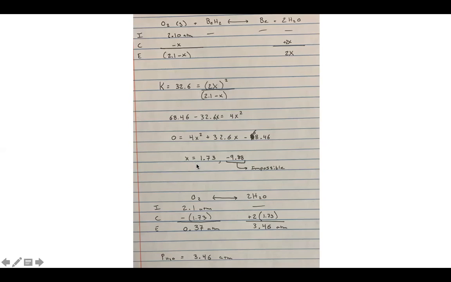I also have seen problems where you get two positive values for x. Okay? And if you get two positive values for x, you should still plug them both in, but typically one of the values is so big that when you plug it in for the minus x portion, then your reactant becomes negative in pressure or concentration.